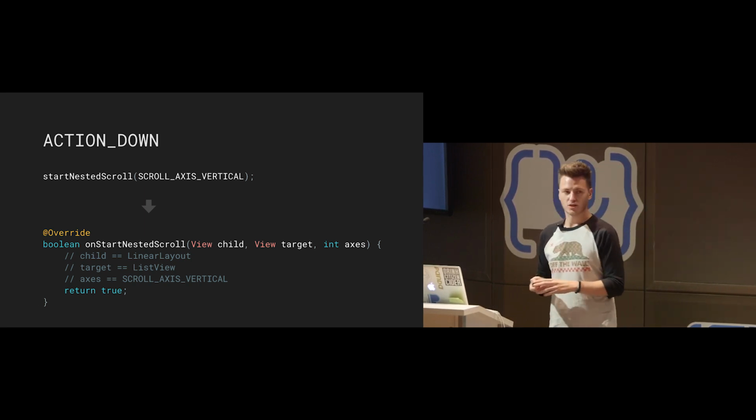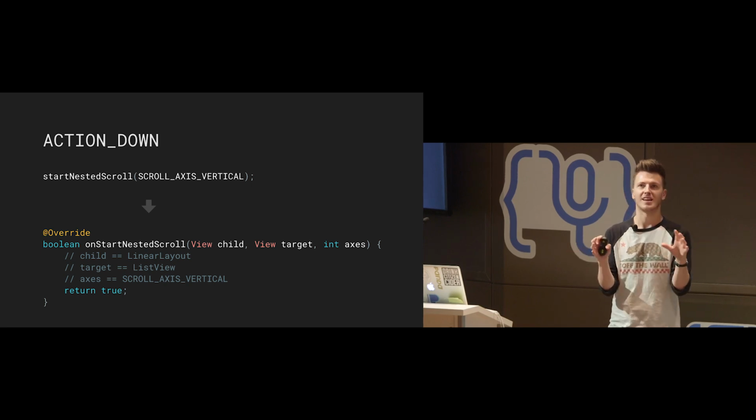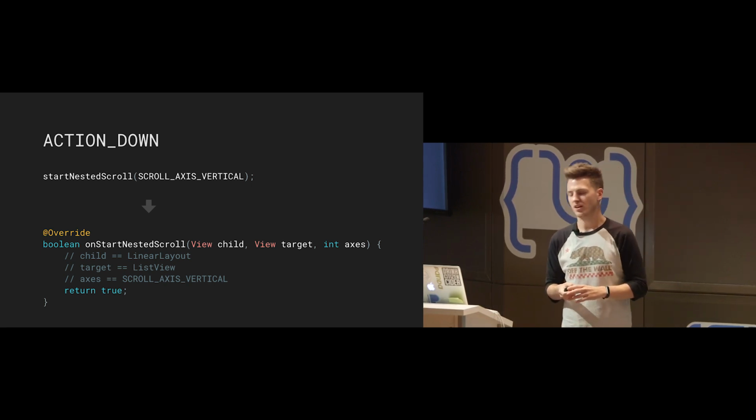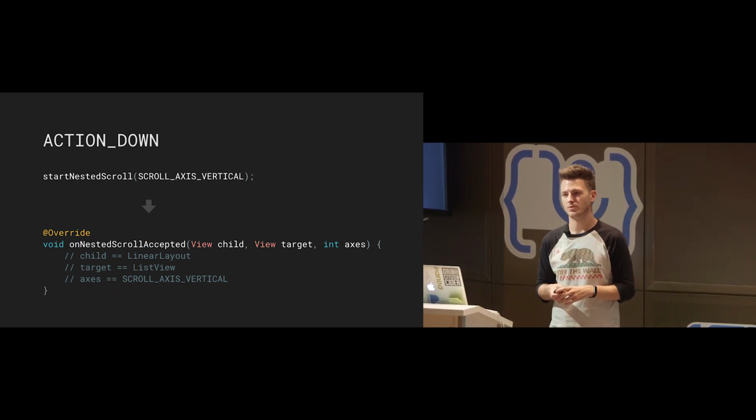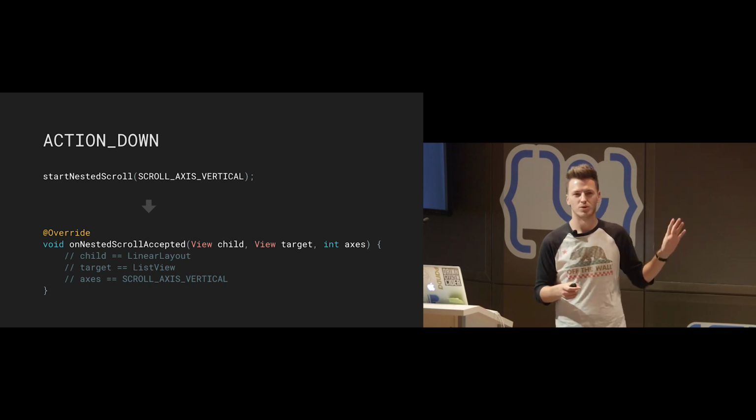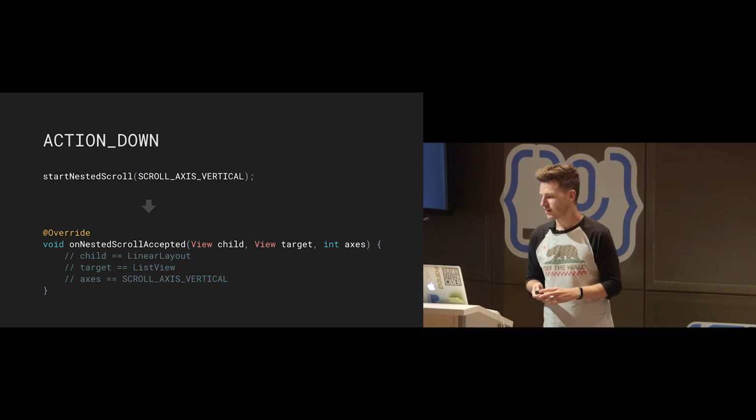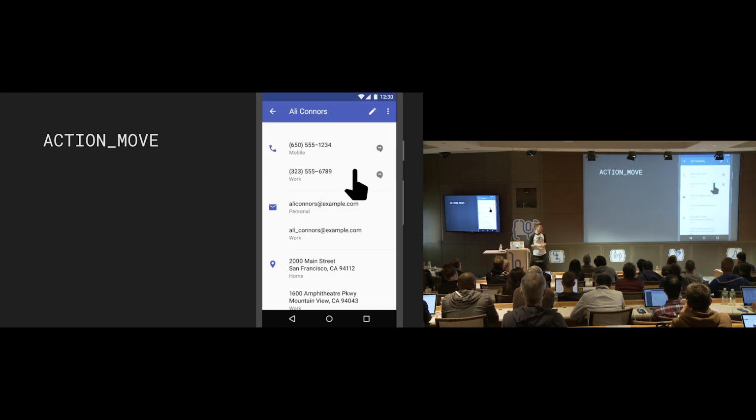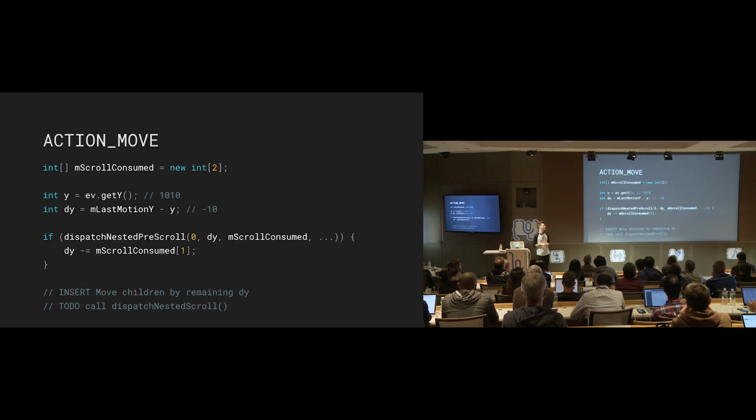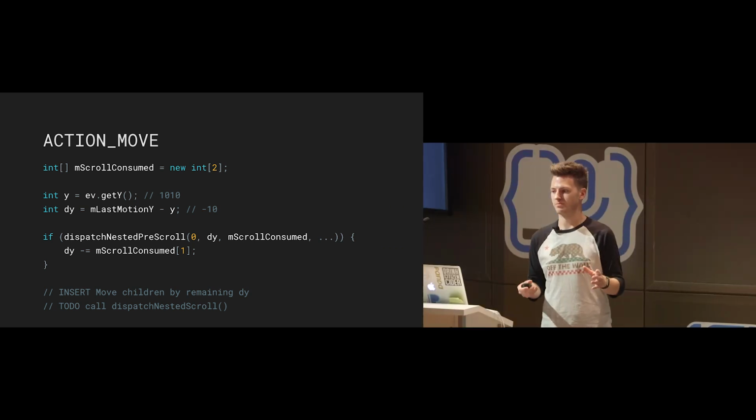So once it returns true and it has accepted a nested scroll, the onNestedScrollAccepted method will be called. I wouldn't worry too much about this method. It's not really used that much, but it's there. So then the user starts scrolling and moving. Again, we just get lots of action move events. Things are a little bit different here because this is where the bulk of nested scrolling actually comes into play.